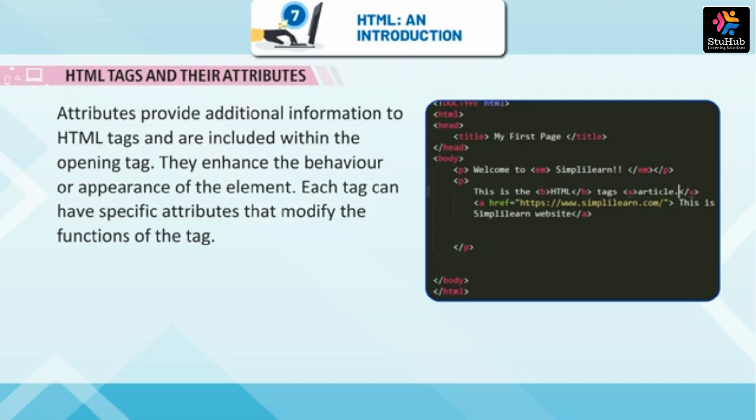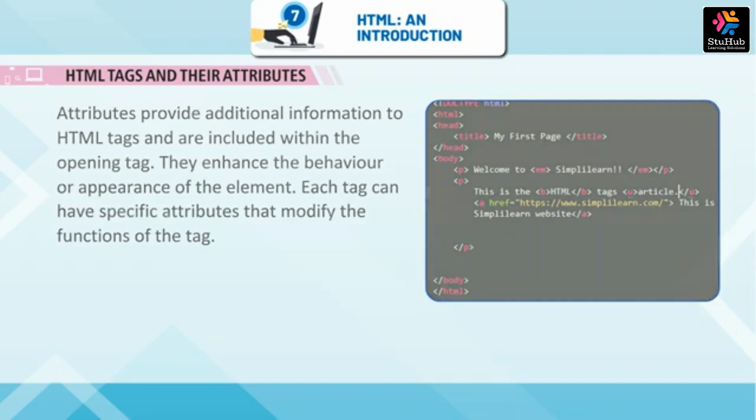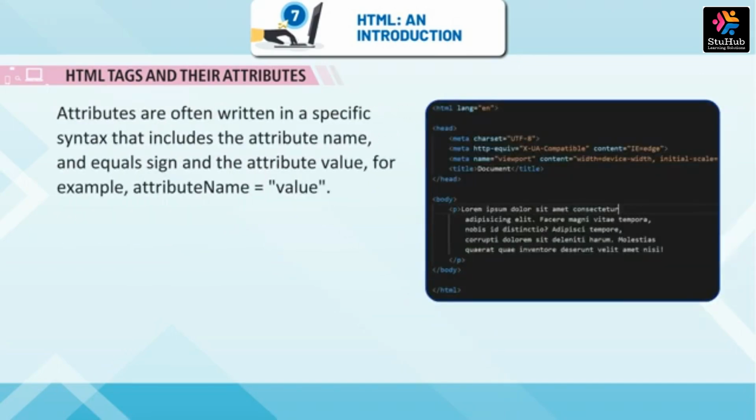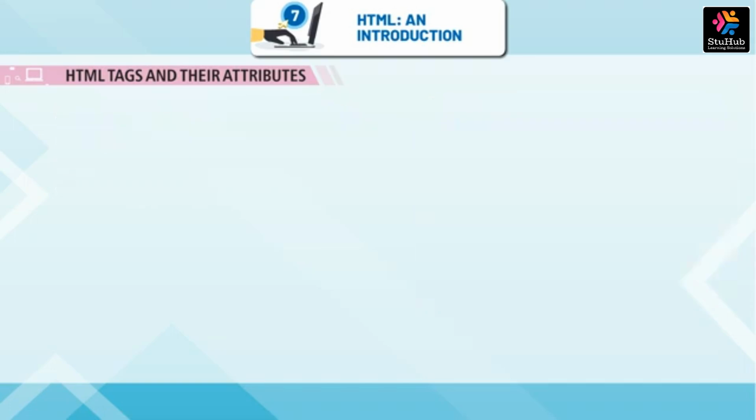Attributes provide additional information to HTML tags and are included within the opening tag. They enhance the behavior or appearance of the element. Each tag can have specific attributes that modify the functions of the tag. Attributes are often written in a specific syntax that includes the attribute name, an equal sign, and the attribute value. For example, attribute name = value.